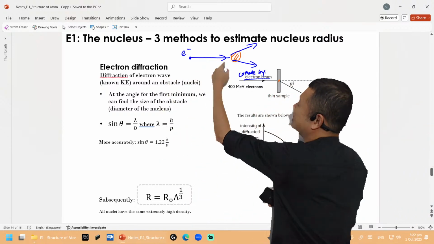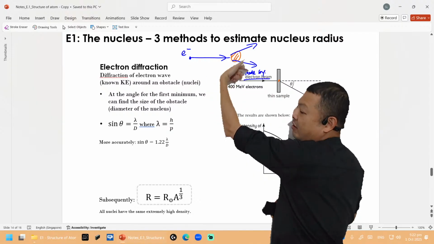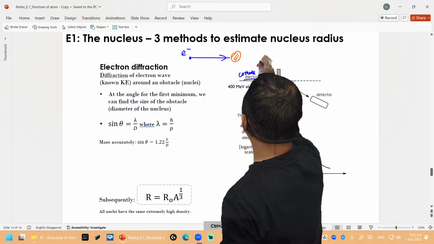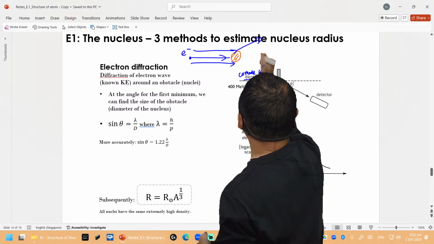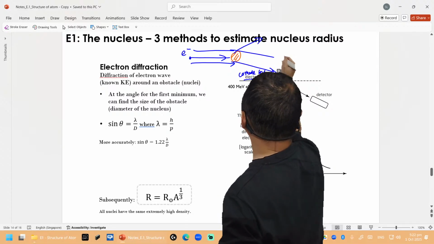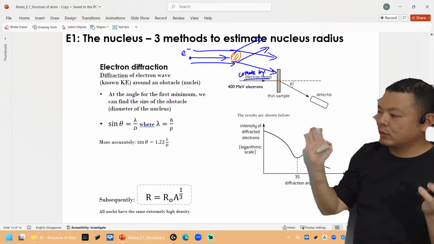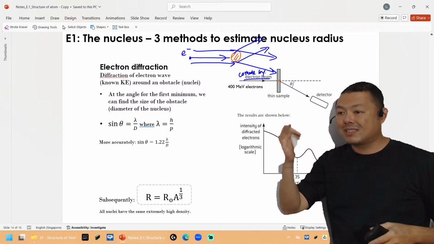So the idea here is that it doesn't spread through the obstacle, it spreads around the edges. Maybe I should draw it like this. The electron beam hits here, then it spreads like that, okay? So you get diffraction around the obstacle. You understand this? Single slit pattern.